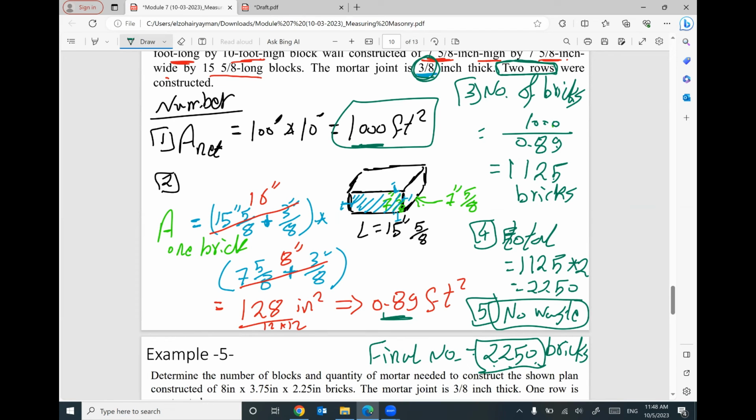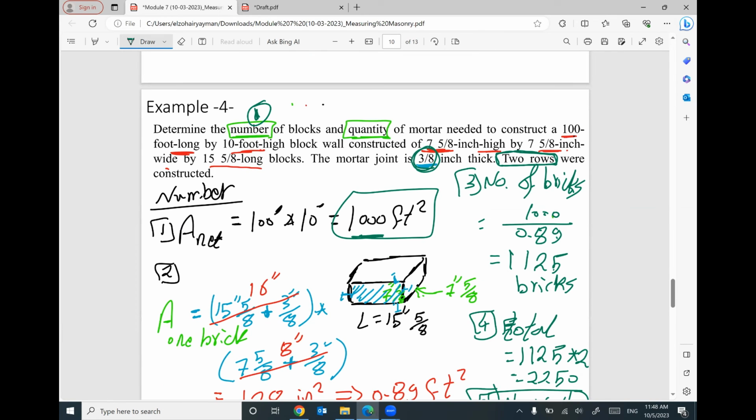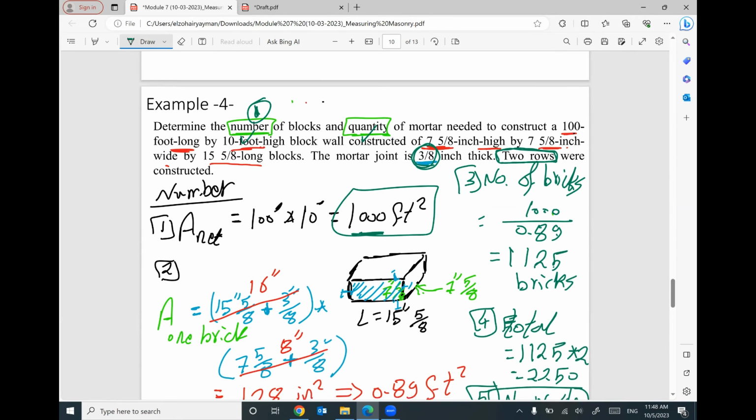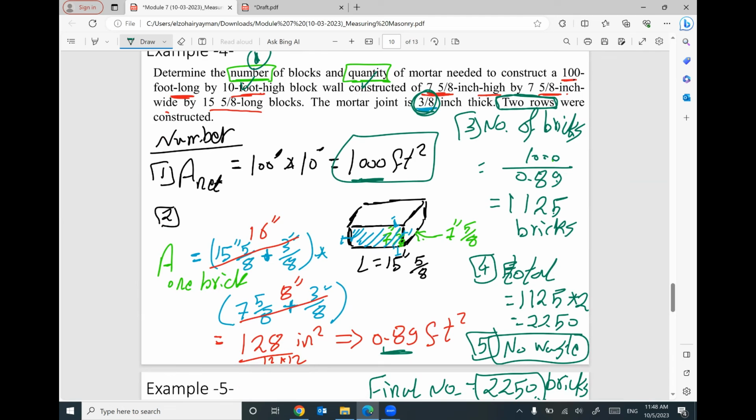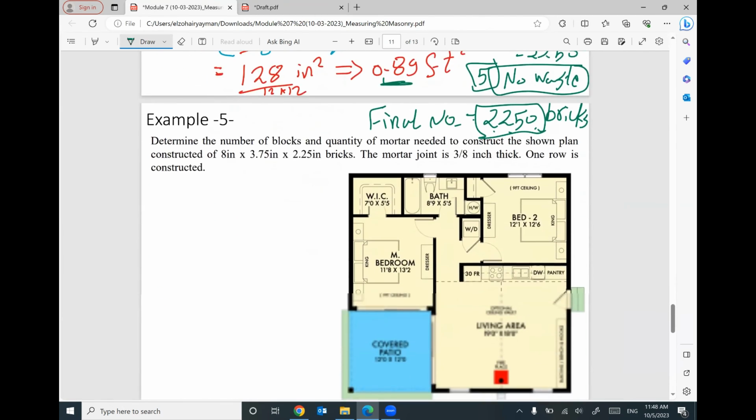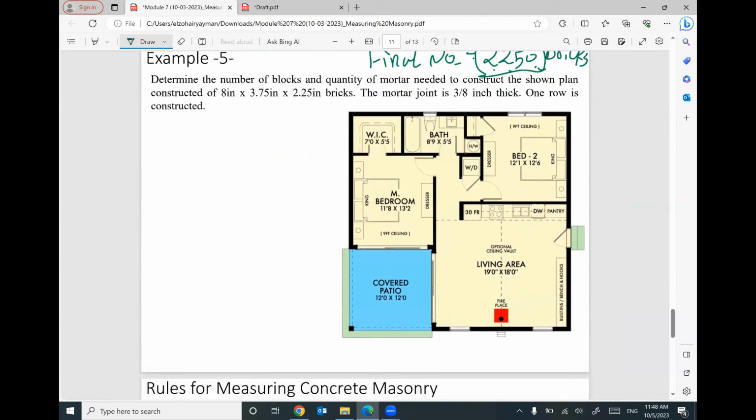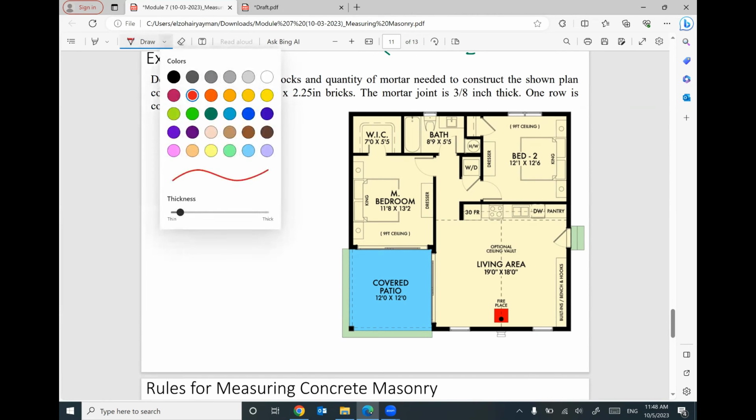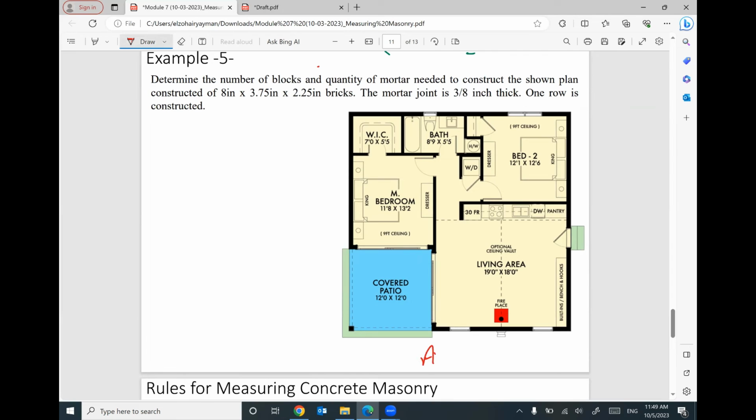So typically, I will ask you for one problem covering two parts. You have to tell me how many bricks and how much quantity of mortar is needed to construct this number of bricks. As I mentioned in the last meeting, this will not be in your exam, but it is the typical problem to figure out how many bricks are needed to construct this apartment.